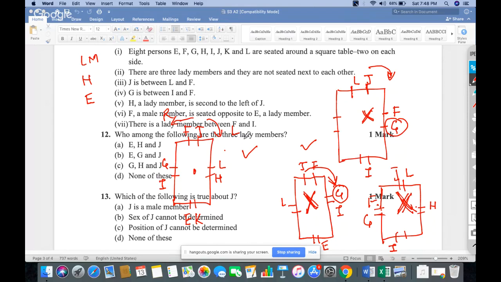Which among the following are three lady members? So three lady members, two I have already identified, H and E. So the third lady member is sitting between F and I, which is G. So G is the third lady member. There is no such option here, so the answer would be none of these. So this is my right answer.